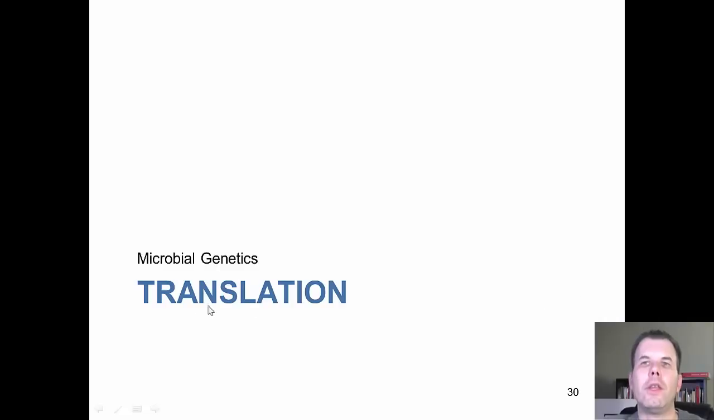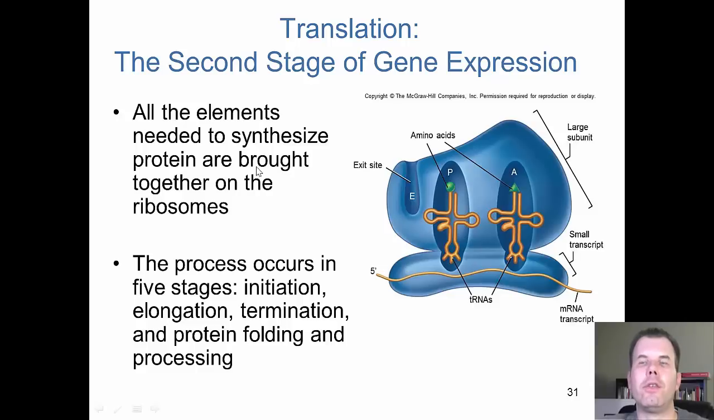All right, so the next step after you make the mRNA is that you need to translate that mRNA from nucleic acid message to protein message. So you want to go from nucleic acid to protein, and that's the important step. We call that translation. So you're translating it from one language to another. And again, translation is the second stage.